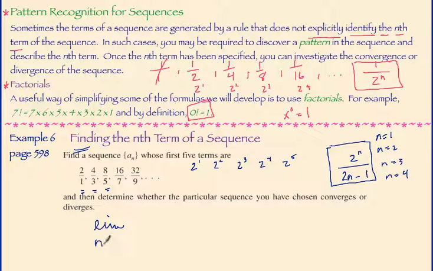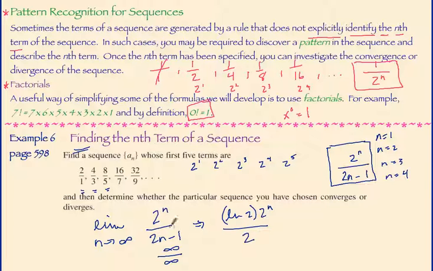So let's take the limit as n approaches infinity of 2 to the n over 2n minus 1. Plugging this in directly gives us infinity over infinity. Since that's an indeterminate form, we can use L'Hopital's rule, which will give us the natural log of 2 times 2 to the n, over 2. Now when we take the limit as n approaches infinity, we get infinity over 2, which is infinity, boys and girls, meaning that this particular sequence diverges. We did not see it converging to a limit, and therefore there is no point that it's converging to.